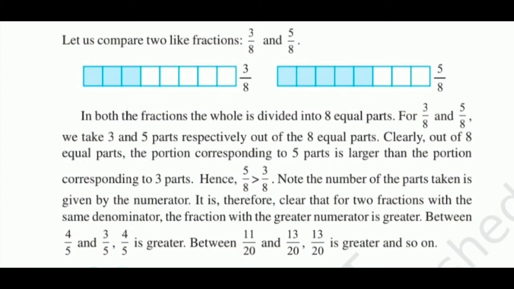Note that the number of parts taken is given by the numerator. It is therefore clear that for two fractions with the same denominator, the fraction with the greater numerator is greater. Between 4 by 5 and 3 by 5, 4 by 5 is greater. Between 11 by 20 and 13 by 20, 13 by 20 is greater.